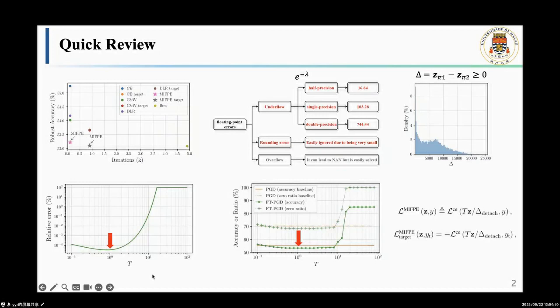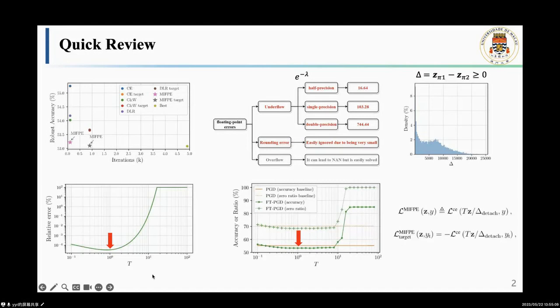This paper reveals that the relative error in the gradients caused by floating point errors is one of the fundamental reasons for the failure of gradient-based attacks, and the relative error is directly affected by the value of capital delta, which is equal to z_π1 minus z_π2. The value of capital delta is always bigger than or equal to 0.